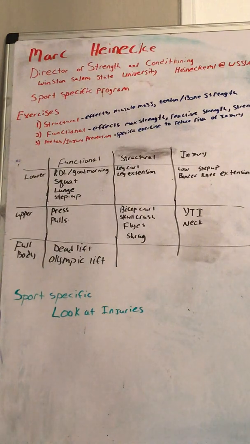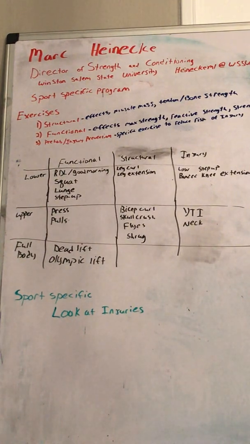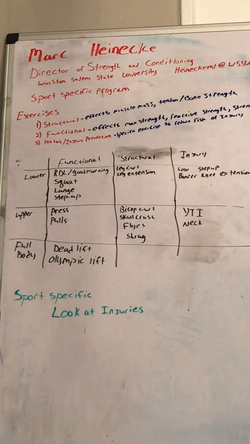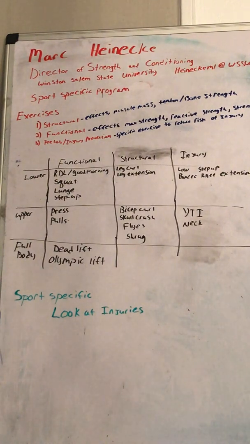First, looking at my lower body exercises. From a functional standpoint, improving athletic ability: squats, lunges, step-ups, Romanian deadlifts, and good mornings. I put those as my functional exercises. There may be some carryover. Some of them you may be able to use for structural. Some of them you may even be able to use for injury prevention. But for my programming, when I'm using those, they're my functional type exercises. I'm trying to improve athletic ability.